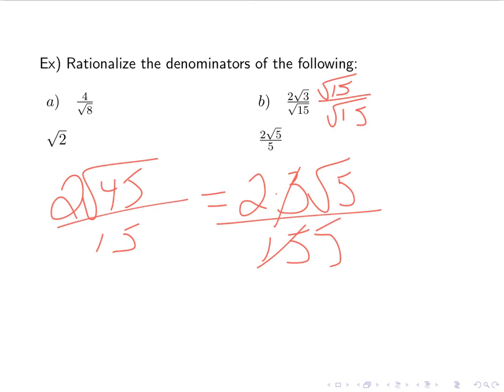So as long as you simplify at some point, it's okay if you don't at the beginning. But I always feel it's better to simplify first because it usually involves less simplification later on. But in either case, you should be getting 2 root 5 over 5.